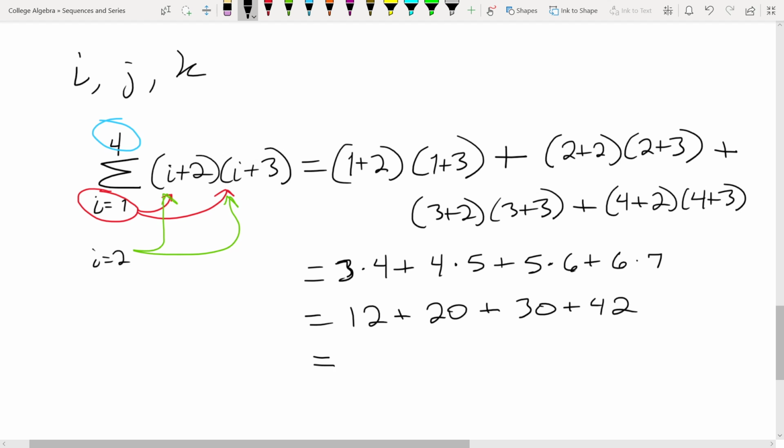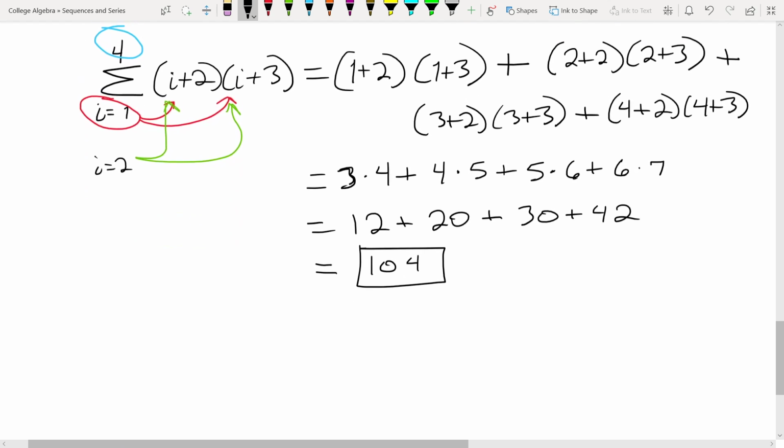Adding that up gives us 102, it looks like. Nope, 104. And so that's the summation or the series for this sequence, just going from 1 to 4. This is called a partial sum because this sequence could go on indefinitely, but we're only summing up a portion of it, or a partial sequence of it, 1 to 4.